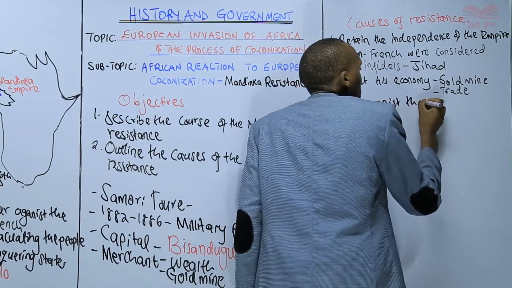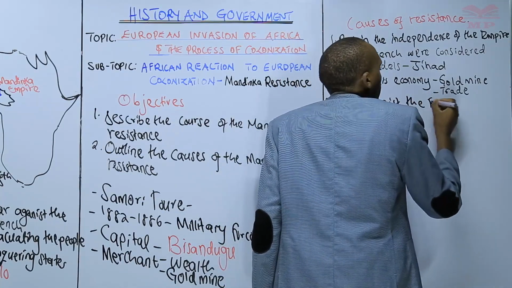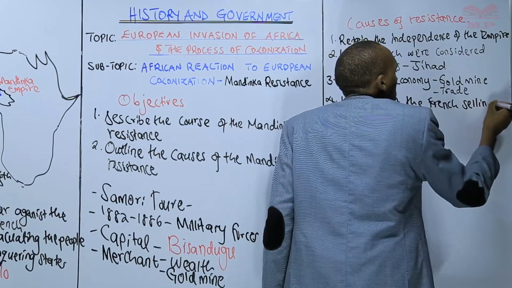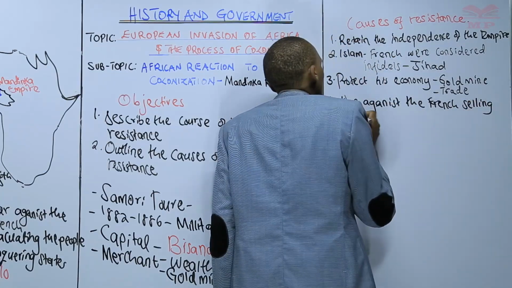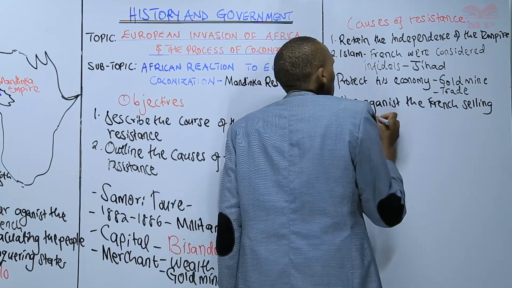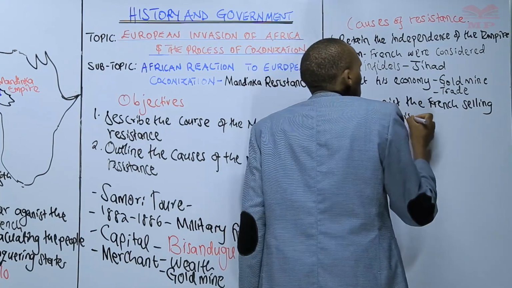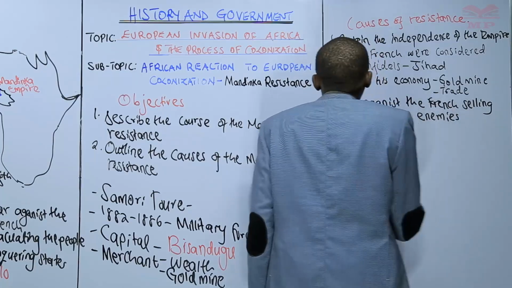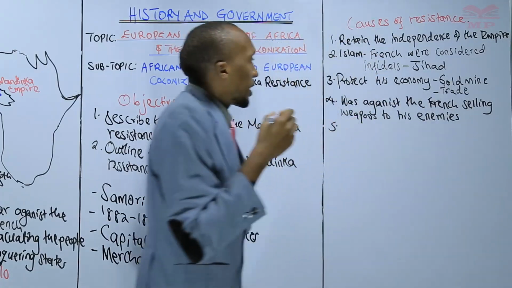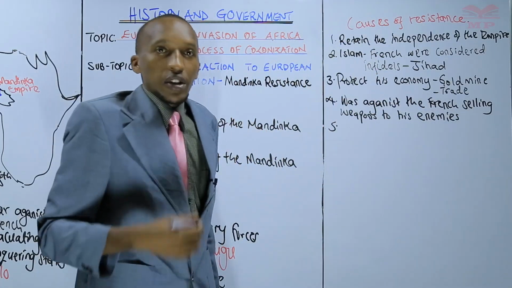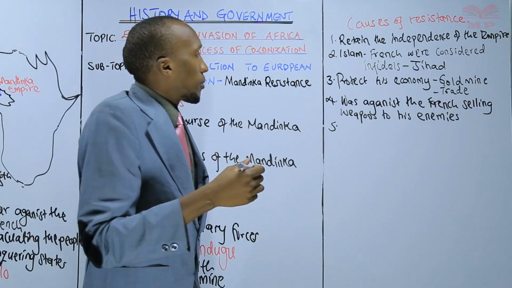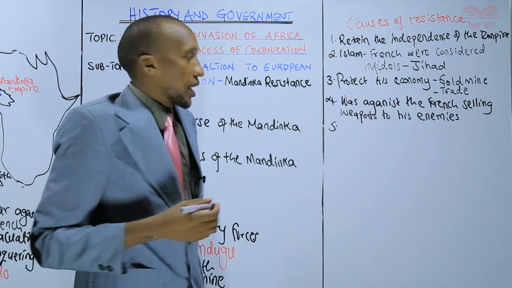And then he was against the French selling weapons. The French were selling weapons to his enemies. He was against the French selling weapons to his enemies. The enemies he was fighting with traditionally were being sold weapons by the French.